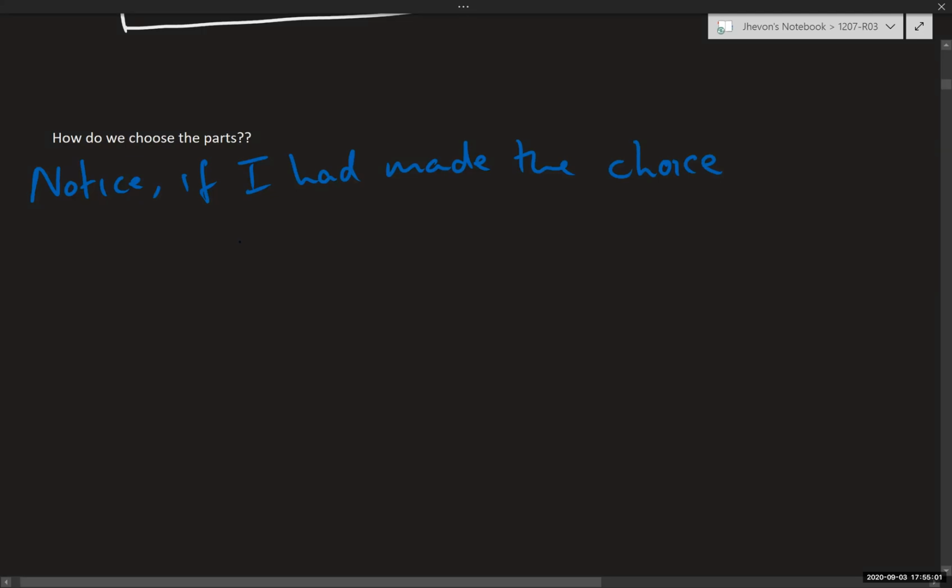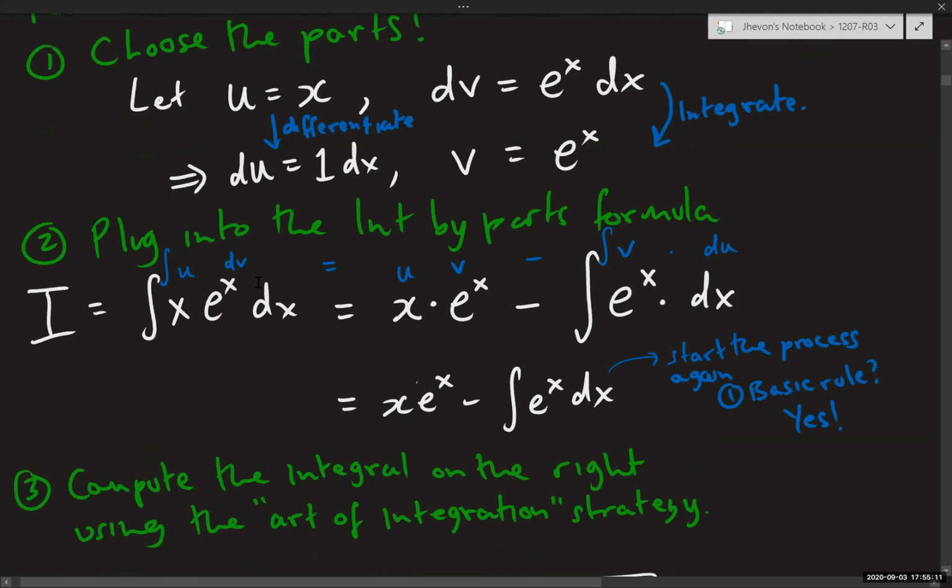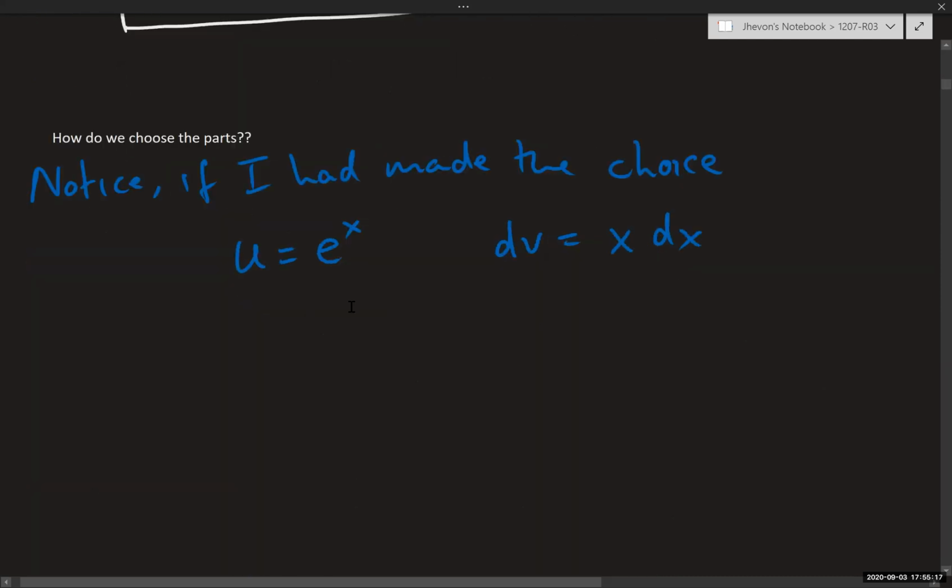Suppose I started this out going u equals e to the x and my dv equals x dx, right? So I chose the parts differently. I see x e to the x, and instead of choosing the x as the u, what if I chose the e to the x as the u? Would I still get to the answer? So if I take du, that would be e to the x dx. If I integrate this to find v, that's going to be x squared over 2.